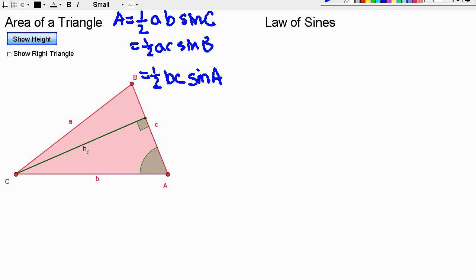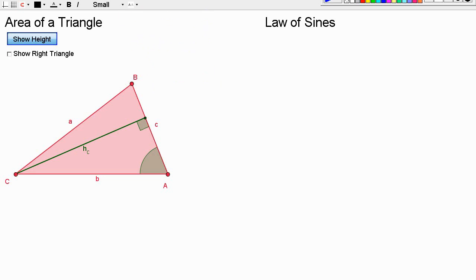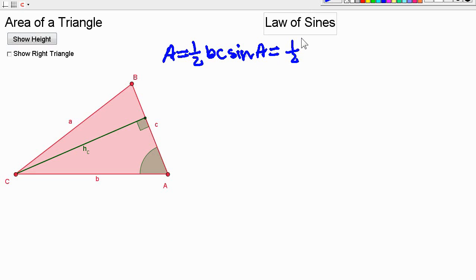So I'm going to clear the screen out. Hopefully this will improve my performance. And I'm just going to write these all over again. I'm going to write A equals 1/2 BC sine of A first. Then I'm going to write 1/2 AC sine of B. And then I'm going to write 1/2 AB sine of C.